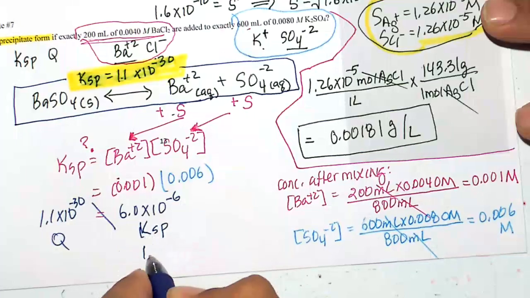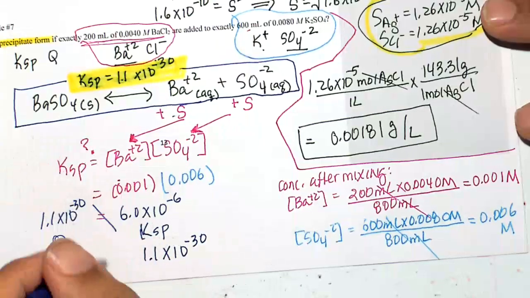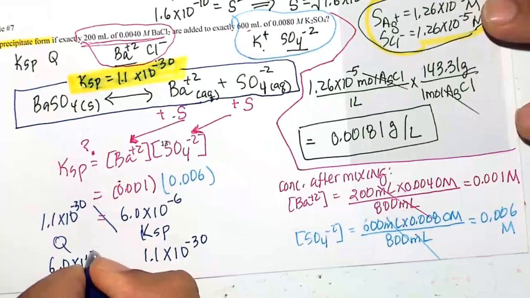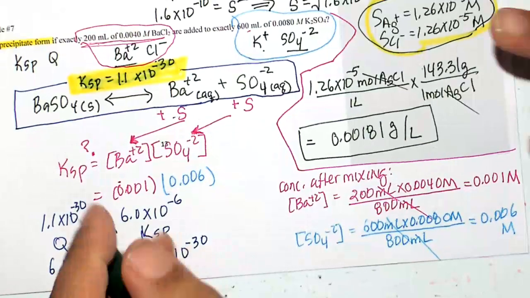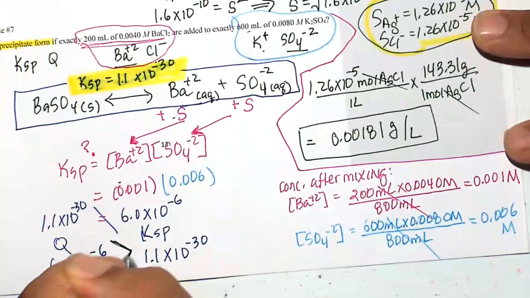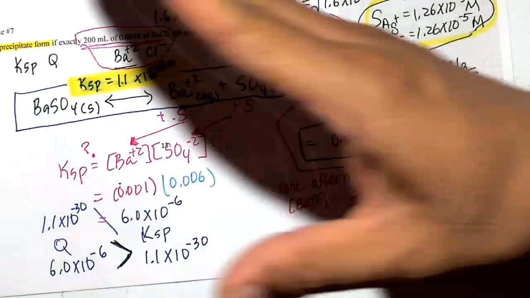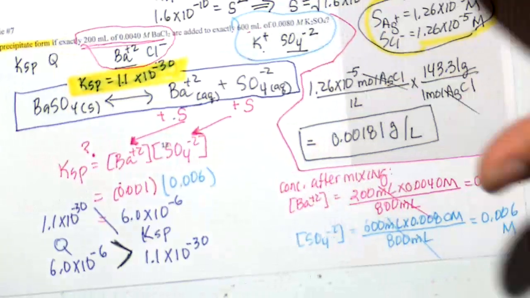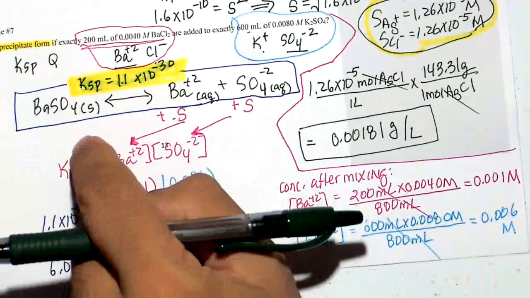The Ksp is given to us at the start of this problem as 1.1 times 10 to the minus 30 for barium sulfate. Q, we just calculated as 6.0 times 10 to the minus 6. So which is bigger? Q is bigger than Ksp. So which way do the alligator jaws point? They point towards the left.